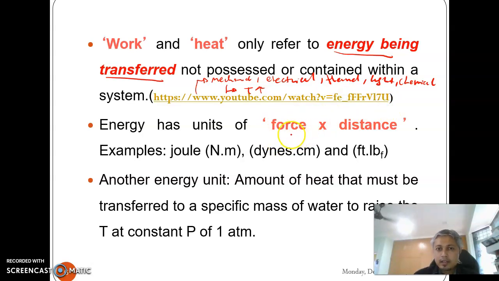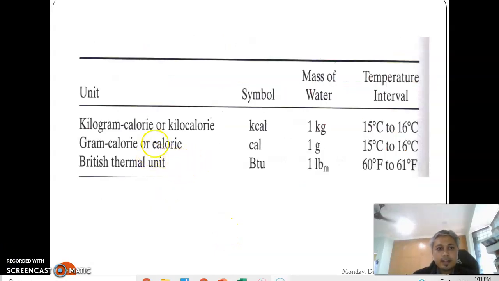So energy has a unit of force times distance, like has been mentioned previously. So the units will be joule, or Newton dot meter, or dynes dot cm, or feet dot pound force. F refers to force, and lb is pound. Another energy unit is the amount of heat that must be transferred to a specific mass of water to raise the T at constant P of 1 atm.